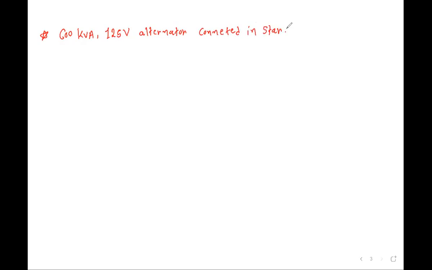Sorry, let's say it is connected in delta and now it is reconnected in star. The delta connected alternator, we now have to convert or reconnect into star. Now what we have to find?